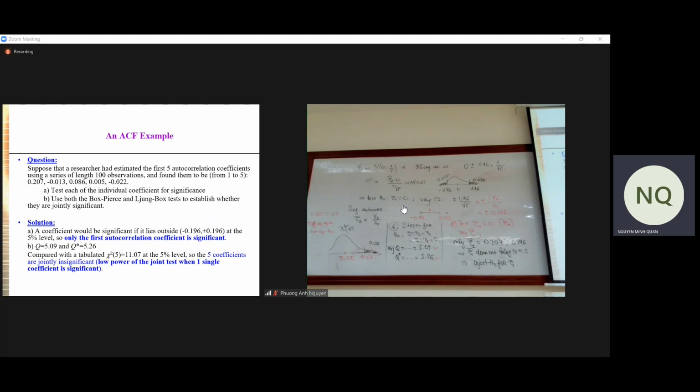But here clearly, tau 1 hat is larger than 0.196. So clearly, the first one is significant, but the others are not significant. So which one is better? In my opinion, the first one is still significant.